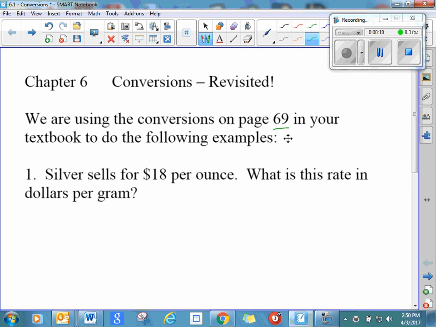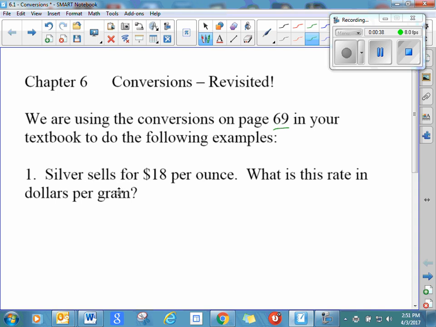We are going to go back and we're going to do conversions. These are actually rates. We are converting from one rate to another, and this is a good use of our conversion skills that we did back in chapter 2. So this first one, again, get to this chart on page 69 and have your calculator handy.